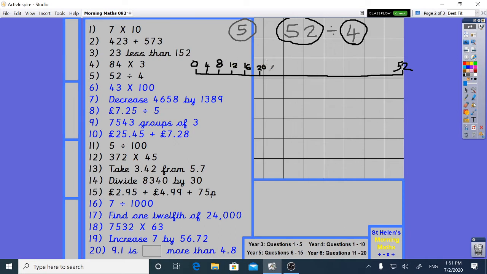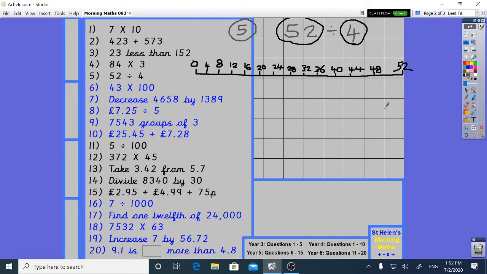The more you do this, the faster you'll get. So don't think, oh, that's too much work. I don't want to do that. Just get going. And in the end, you'll find that things get much quicker the more you do them. 36 and 40. So what have we got? 4, 8, 12, 16, 20, 24 and 28, 32, 36 and 40. 44 and 48. What's 48 plus 4?